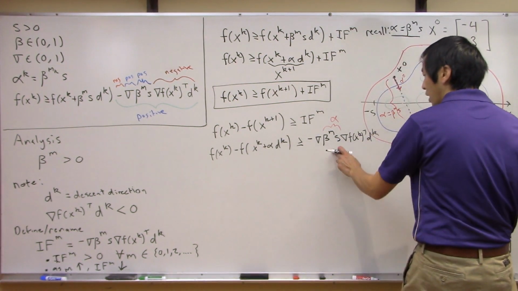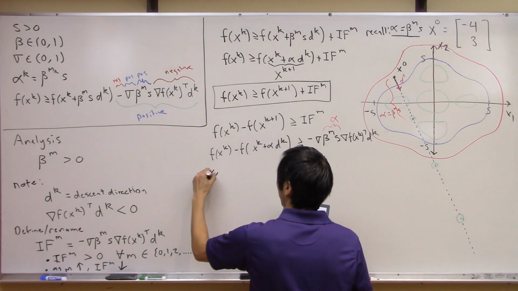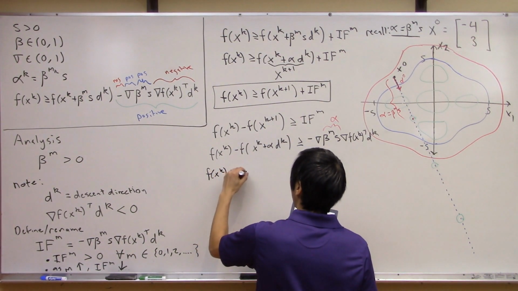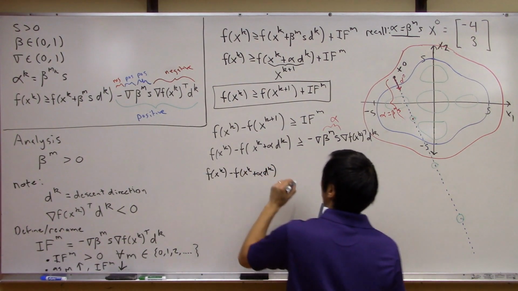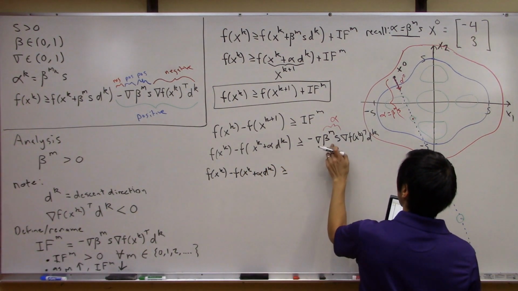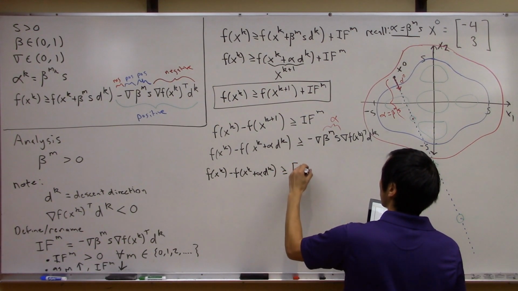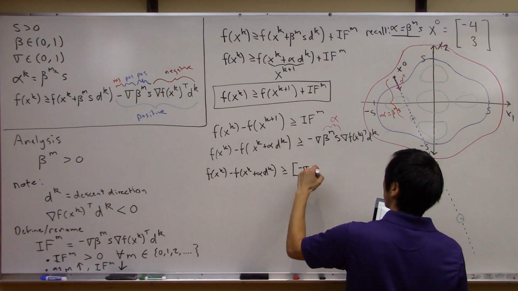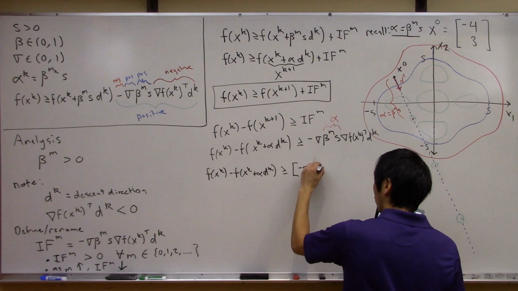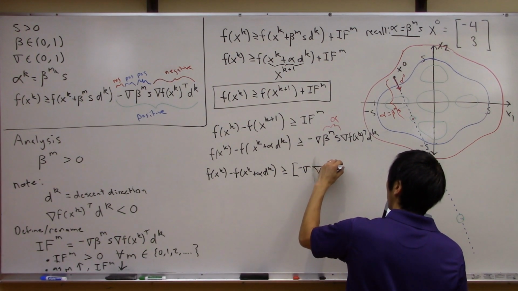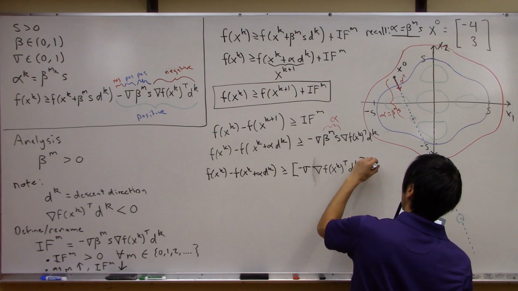Okay, so with that, I think we can write this whole thing as f of xk minus f of xk plus alpha dk, greater than or equal to, and in fact, I'm going to pull the alpha out to the other side. So this is minus sigma grad, oops, let me make this more explicit. My sigmas look kind of like gradients. Gradient f of xk transpose dk, times alpha.